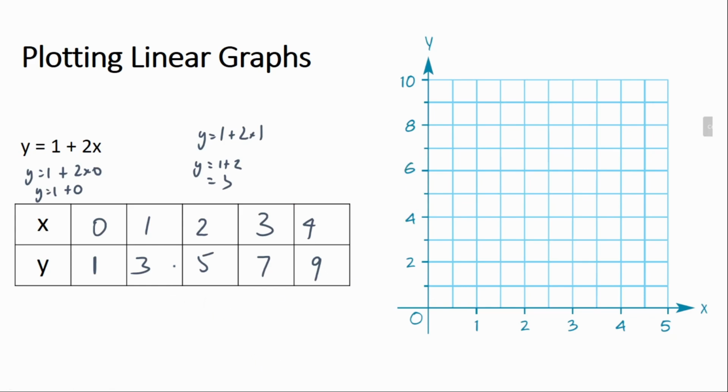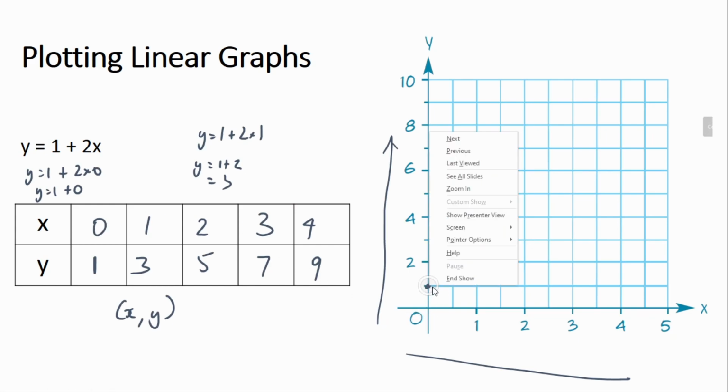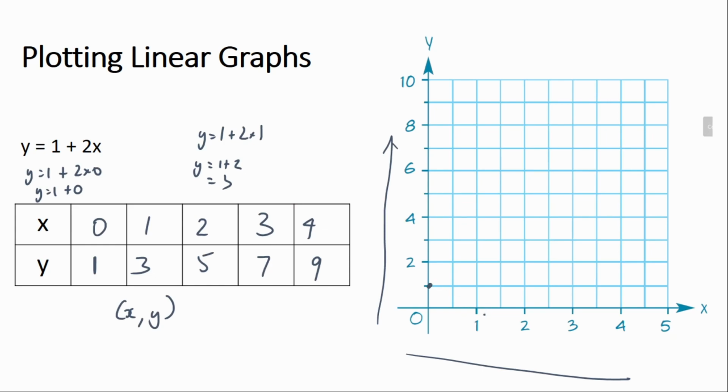When we're plotting points, remember we read the x first and then the y. The x-axis goes across and y goes up, like so. So this is x equals 0, so I'm going to start there, and that's when y equals 1. So that's 0, 1 there. That's my first point. My next point is 1, 3. So x equals 1 is here, and y equals 3 is there.